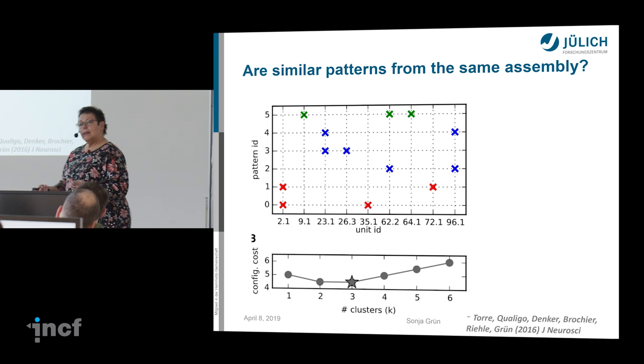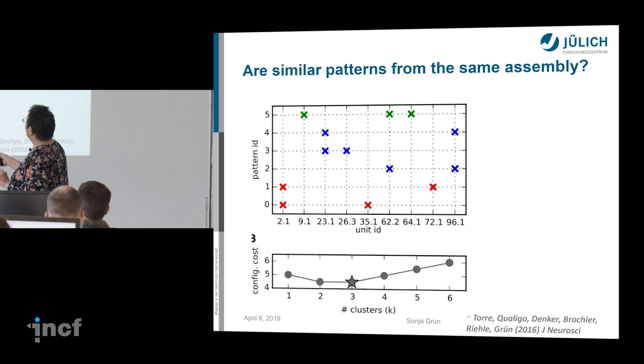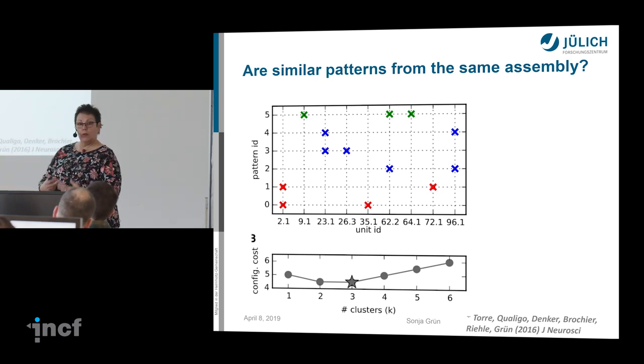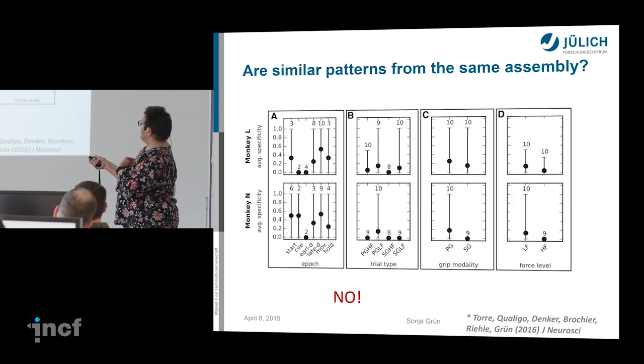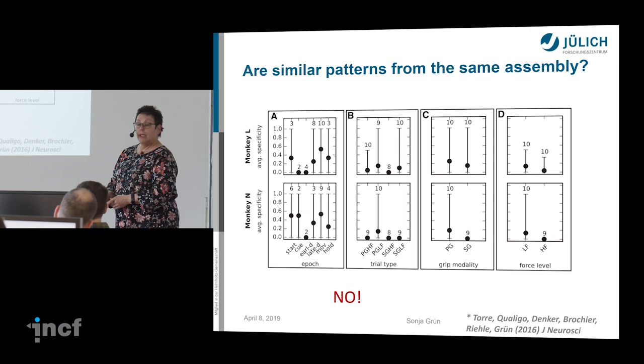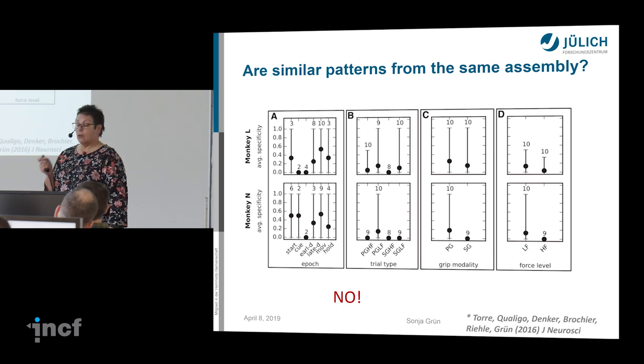However, you could also ask, well, some of these patterns were overlapping quite strongly. For example, there were common neurons in these patterns, and we applied a kind of cluster analysis to cluster those, and then looked at their specificity. So we were asking, is this actually a bigger pattern? Do they belong to the same assembly, but are different expressions? And when you do this, you notice that the specificity is going down considerably, meaning they are not coming from the same assemblies. That's our conclusion here.